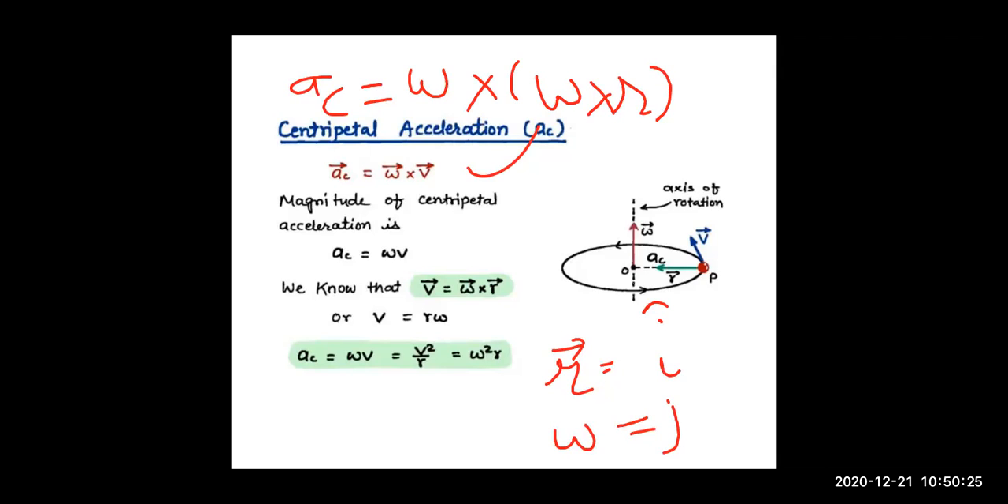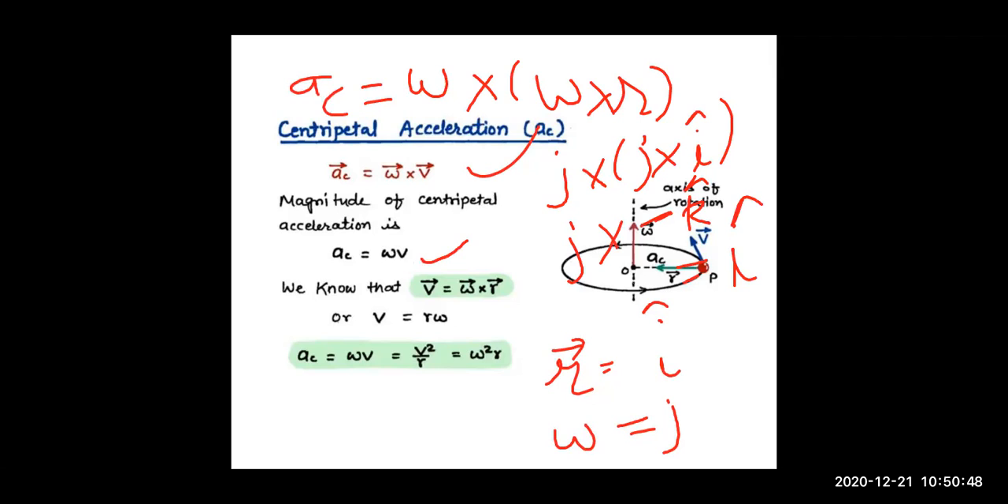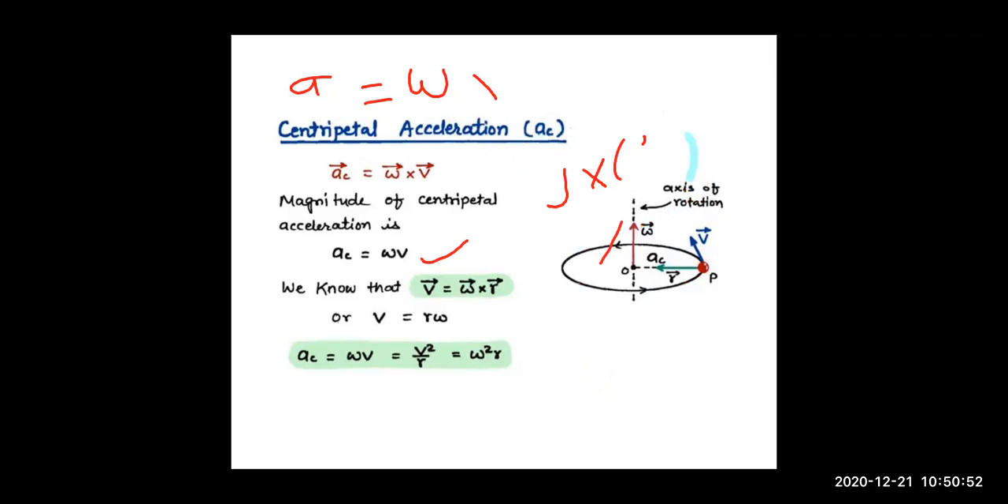So it is omega J cross, J cross I. Now J cross I we know is minus K. So J cross minus K is minus I cap. So it is opposite to the direction of R, and its magnitude is given by omega V. So for centripetal acceleration, we have this formula, that is omega V.